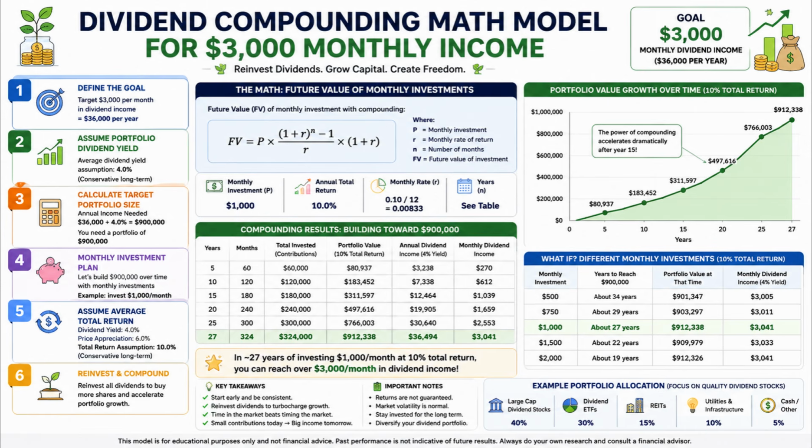Overall, the key lesson is that consistency, reinvestment, diversification, and time can work together to build meaningful dividend income. Starting early and maintaining regular contributions may be more important than trying to perfectly time the market.